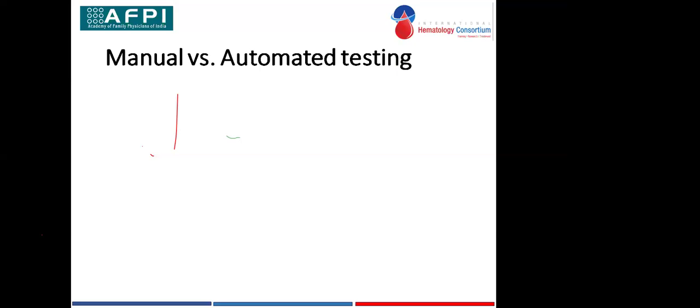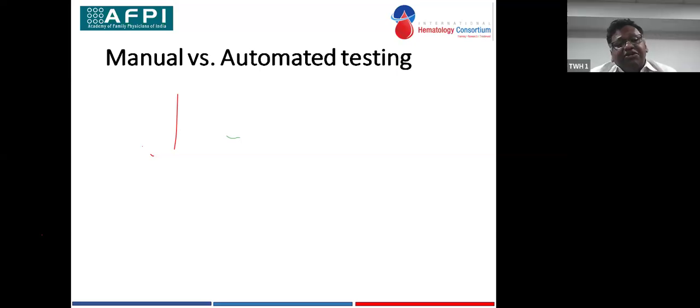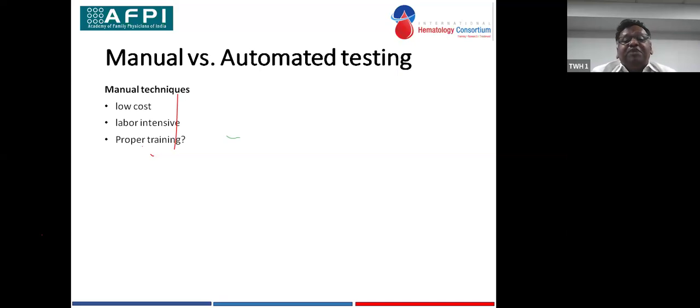I would like to say that we've all seen manual techniques, especially manual platelet count, and there is a machine platelet count, and we don't know what to trust, what to follow. Trust me, manual techniques are fantastic. They are low cost. It takes more time. However, very few people are trained to do it properly. Very few people know how to count platelets properly on a smear, right? Training is not great.